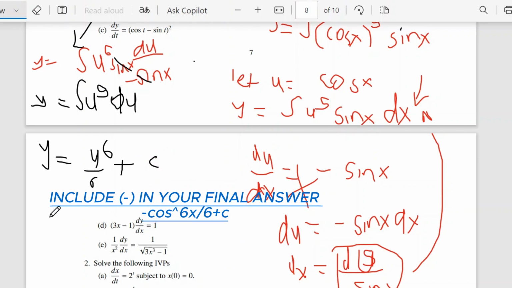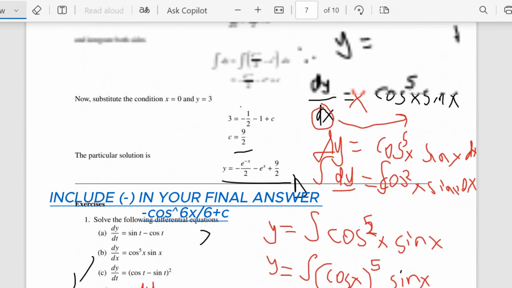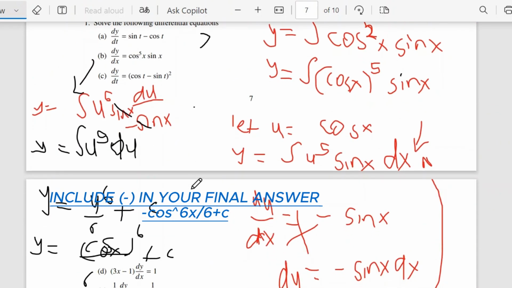Then easy peasy. Y is equal to, final answer, we need to take that u back here. Final answer will be cos x to the power 6 divided by 6 plus c. This is the final answer. This is actually the final answer.